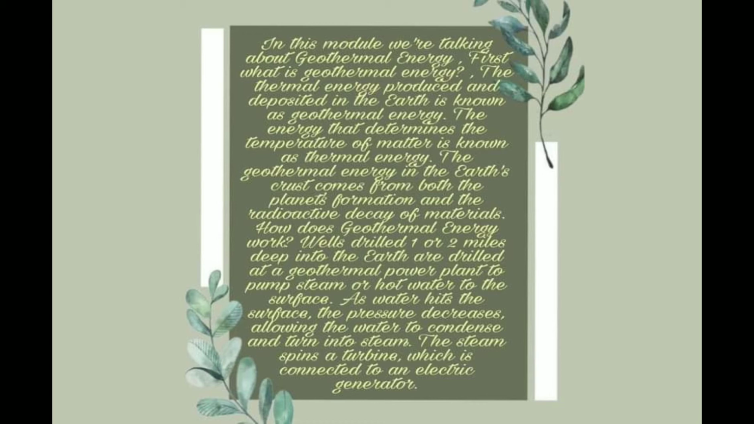How does geothermal energy work? Wells 1 or 2 miles deep into the earth are drilled at a geothermal power plant to pump steam or hot water to the surface. As the water hits the surface, the pressure decreases, allowing the water to turn into steam. The steam spins a turbine, which is connected to an electric generator.